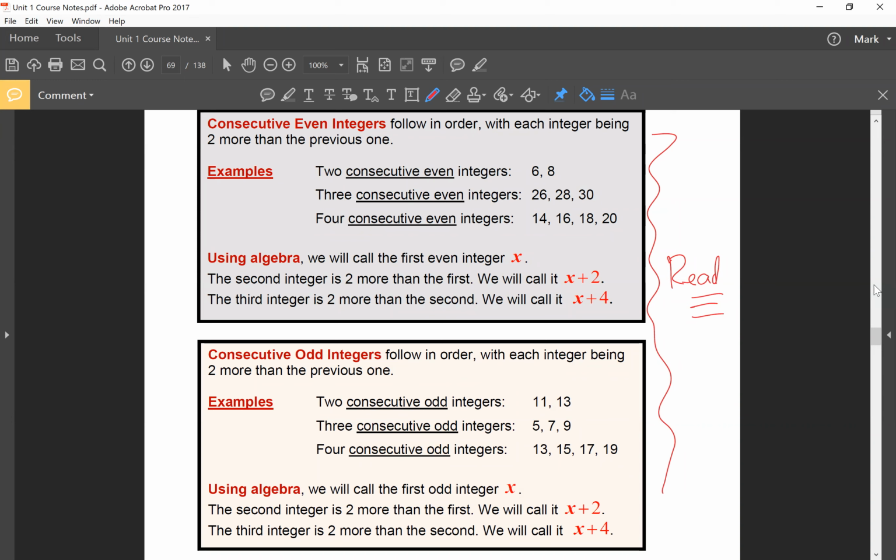So 3 consecutive even integers, for example, would be like 26, 28, 30. 27 and 29 are odd. So using algebra, we would do the same thing as before. We would say x, but we would make sure that x is even. And don't worry, guys, you'll see me do some practice with this in a minute. The second integer and the third integer, we're going to go x plus 2 and x plus 4.